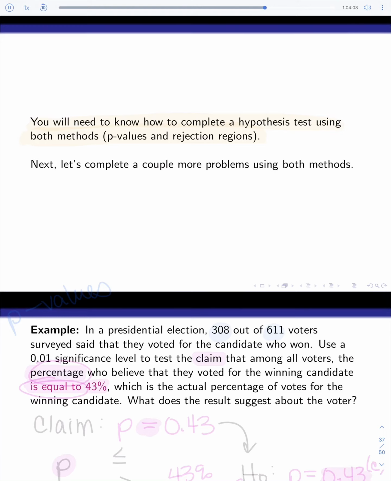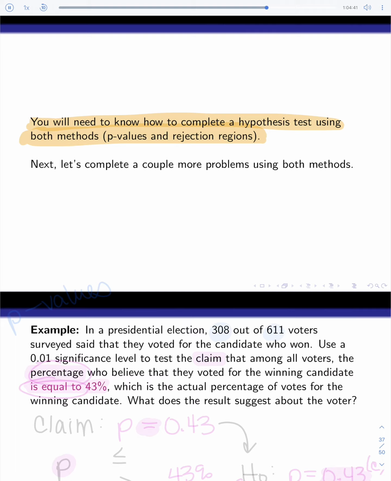Also, as a warning, yes, this is very important, but you will need to know how to do hypothesis testing using both methods, p-values and rejection regions. And understand that if they're asking you for critical values, they're asking you for the values that create your rejection region. If they're asking for a test statistic, that's that Z value in this case that pops out of your calculator, that you're deciding whether or not falls in your rejection region.